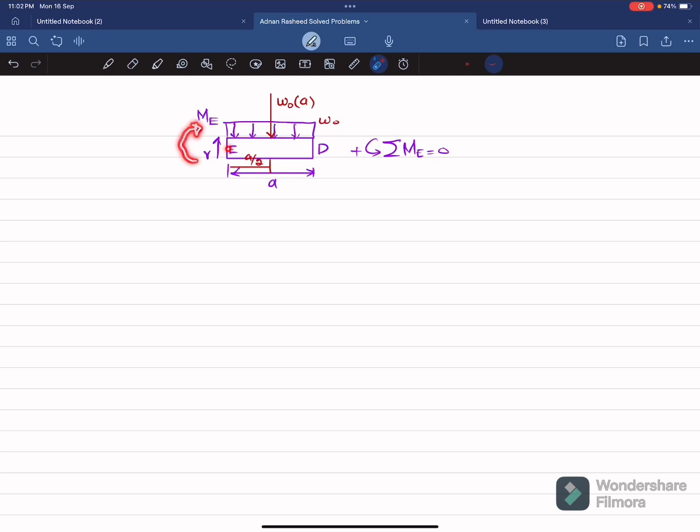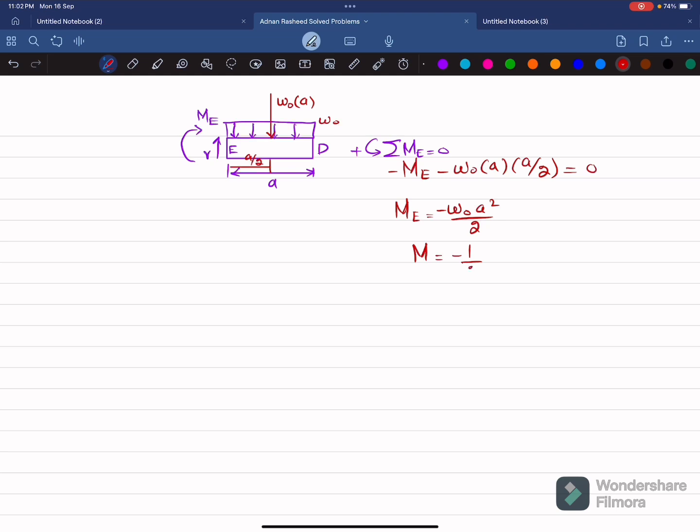Now we'll apply the equation of equilibrium, that sum of all moments about point E is equal to 0. You can see one moment is clockwise, which is the external reaction moment, so it will be negative, and the second moment about point E is W naught into A into distance A by 2, and it is also clockwise, so it will be negative. So I can write minus W naught into A divided by 2 is equal to 0. So it means that moment about point E is minus 1 over 2 W naught A square.